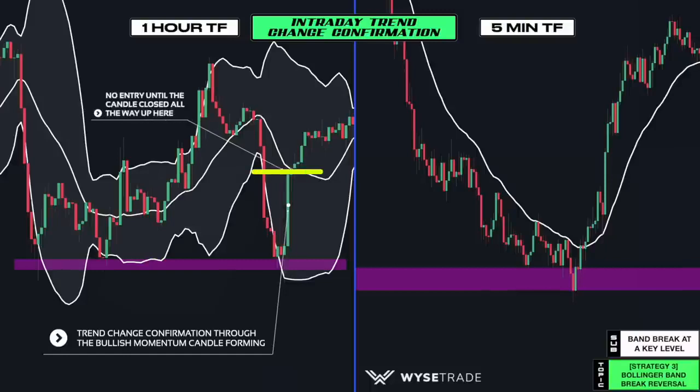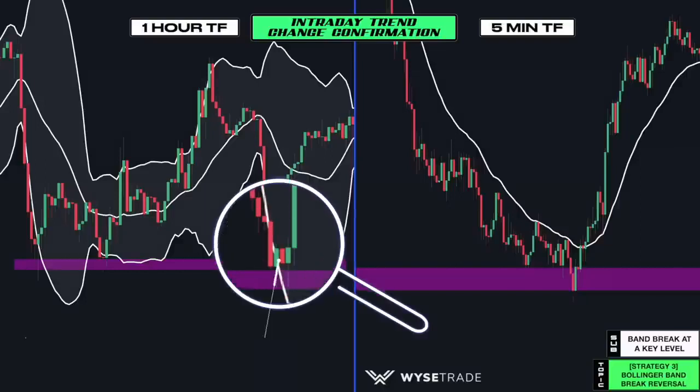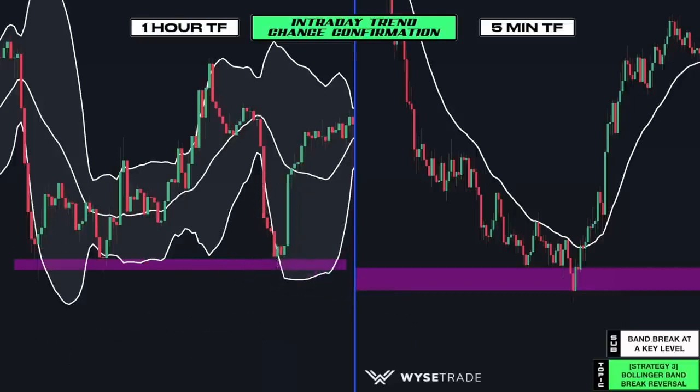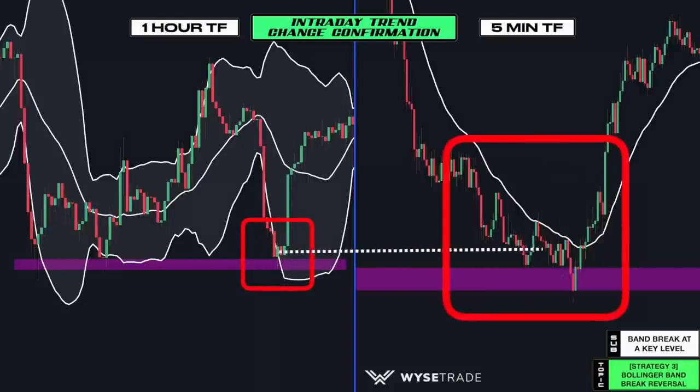So we want to use the lower time frame to look inside of this area here for price action that signals a trend change so that you can get into this trade at an earlier entry point. So your band break at the key level here on the 1-hour time frame is this same area here on the 5-minute time frame. You were using the 5-minute time frame to look for any form of price action that signals a trend change from a downtrend to an uptrend.